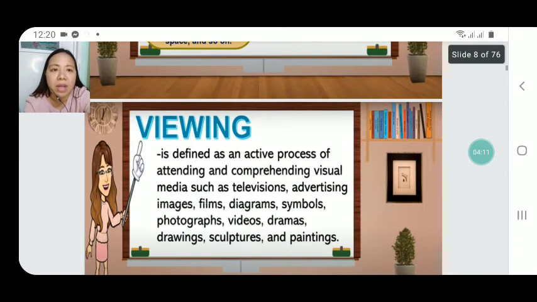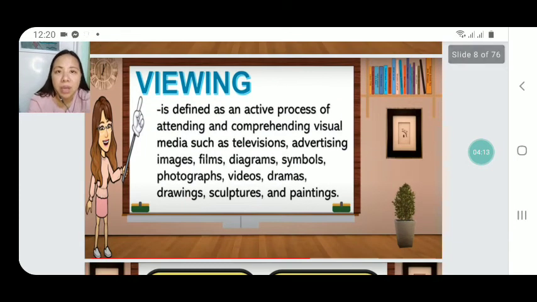So, let us define viewing. Kasi kanina pa natin pinag-uusapan na we can get information by viewing. Viewing is one of the skills that we need to be competent in. It is the 5th skill, diba? So, we have reading, writing, speaking, listening, and viewing. Viewing is defined as an active process of attending and comprehending visual media.